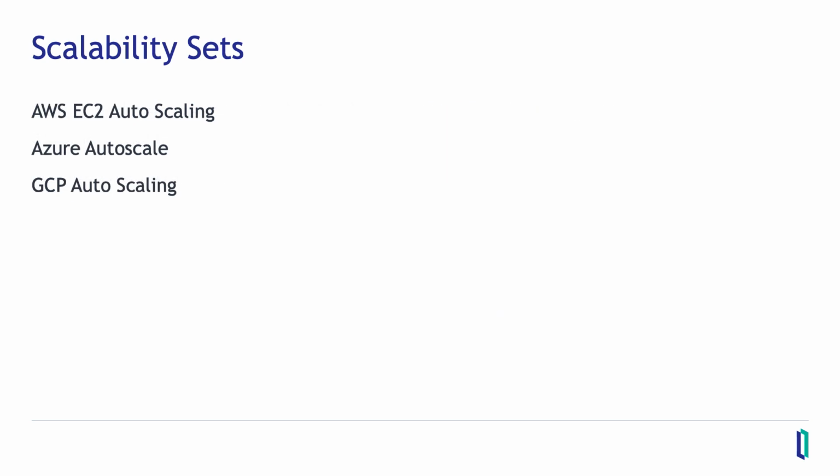So all of the major public cloud providers have some type of feature to support scalability sets. AWS has EC2 auto scaling. Azure has something they refer to as auto scaling, and GCP just simply calls it auto scaling.